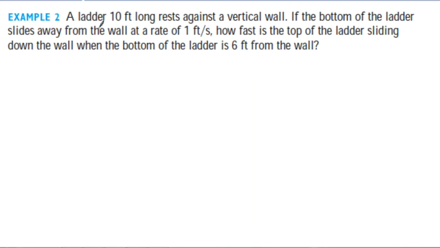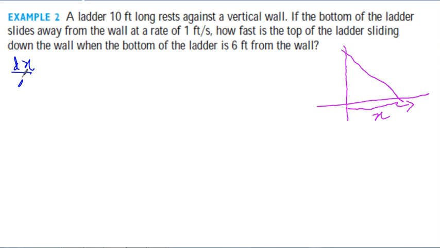Next question: a ladder 10 feet long rests against a vertical wall. There is a vertical wall, and a ladder is resting against it. The bottom of the ladder is sliding away from the wall at the rate of 1 feet per second. Suppose the distance is x, so dx upon dt is equal to 1 feet per second.